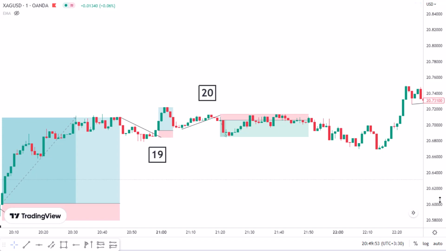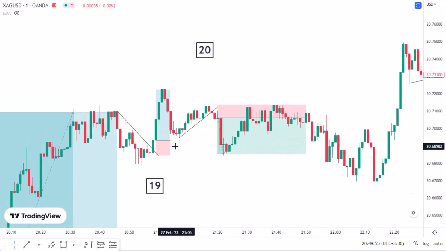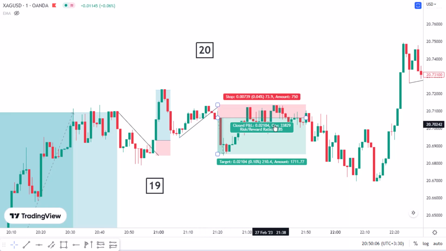On trade 20, we have a trend line here with 1 touch, 2 touches, 3 touches. It actually breaks here. We enter the sell position, put our stop loss somewhere safe, and it gives us a reward of 2.8.